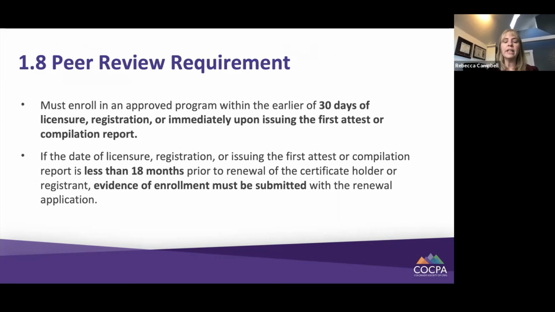You have to enroll in an approved program within the earlier of 30 days of licensure, registration, or immediately upon issuing the first attest or compilation report. Okay. If the date of licensure, registration, or issuing of the first attest or compilation report is less than 18 months, you have to have evidence of enrollment.